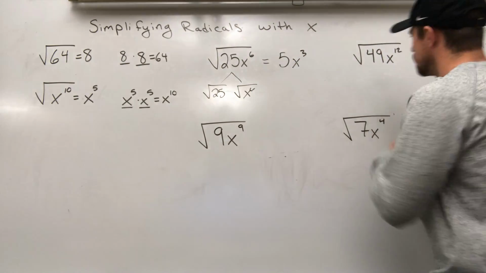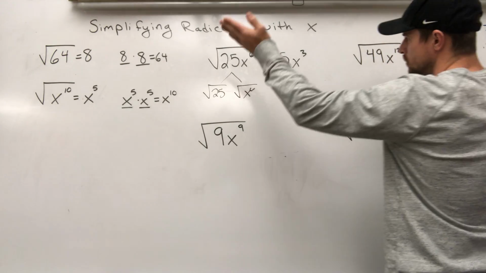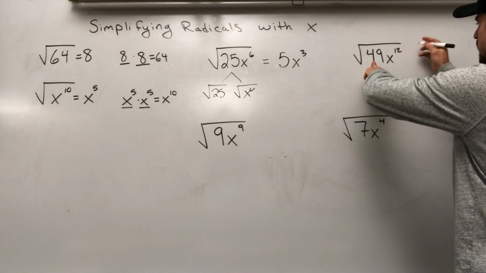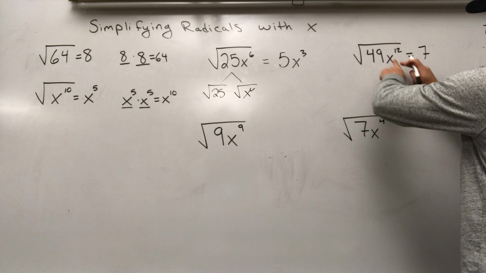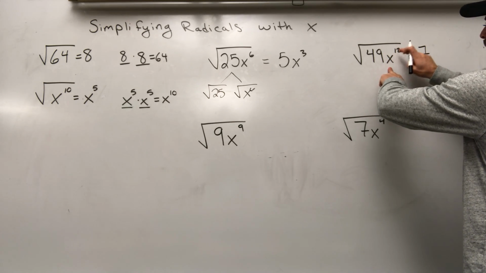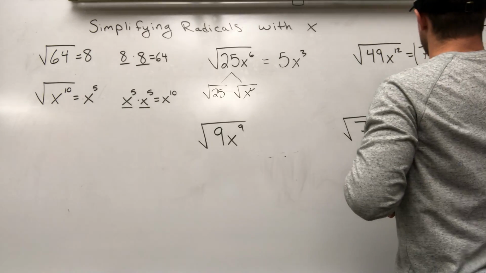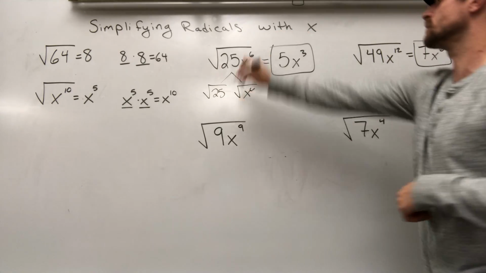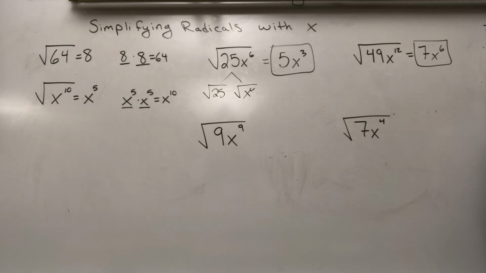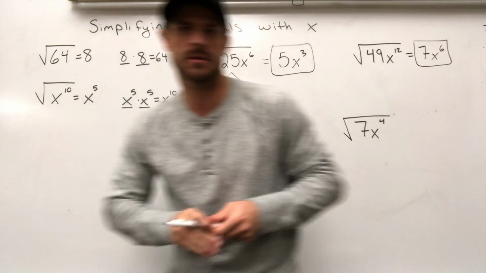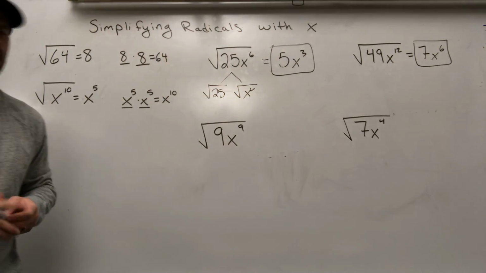So we go to that next one. These top 2 you should be able to do mentally, really. Square root of 49 is 7. Square root of x to the 12th power, cut that 12 in half, x to the 6. Put some boxes around my solution so it's clear for you guys to see. Okay, so I didn't do a whole lot of teaching with those top 2 problems. They're really not that complex.